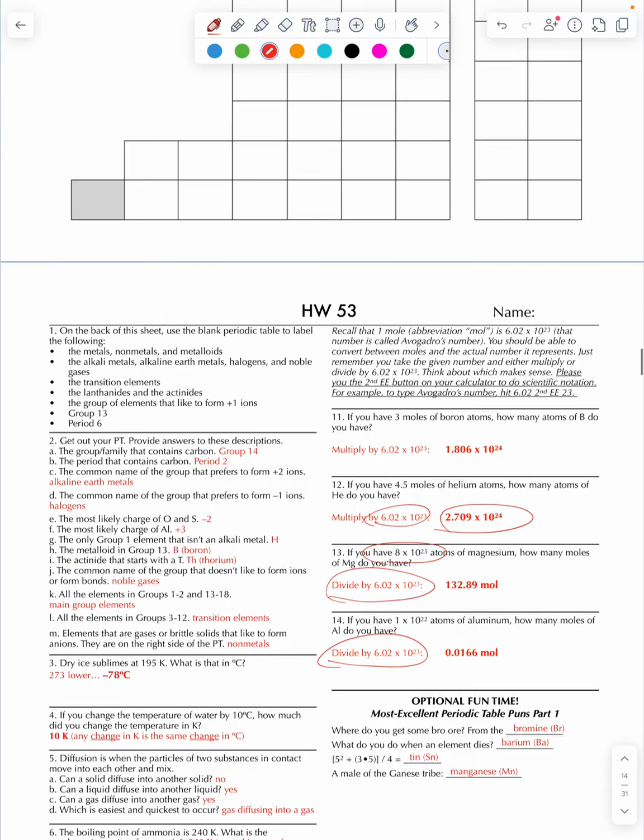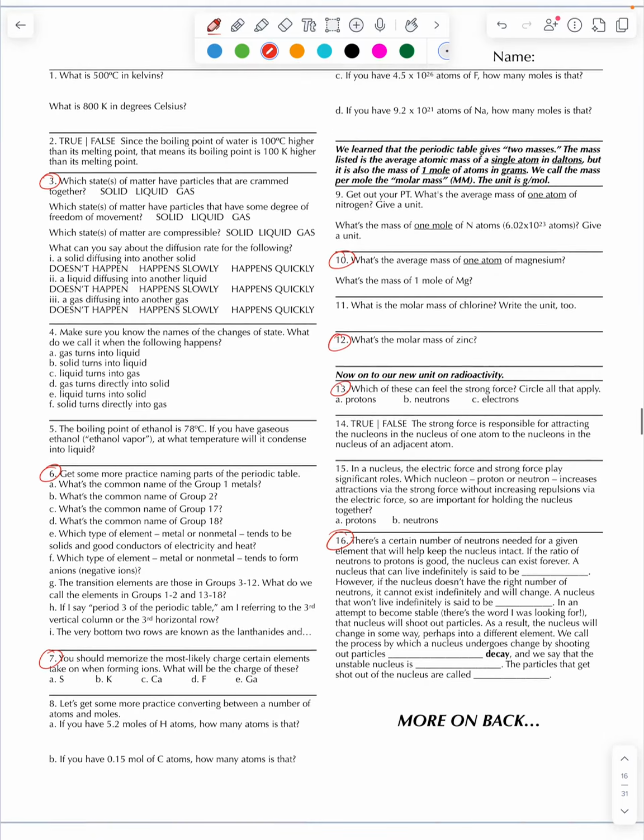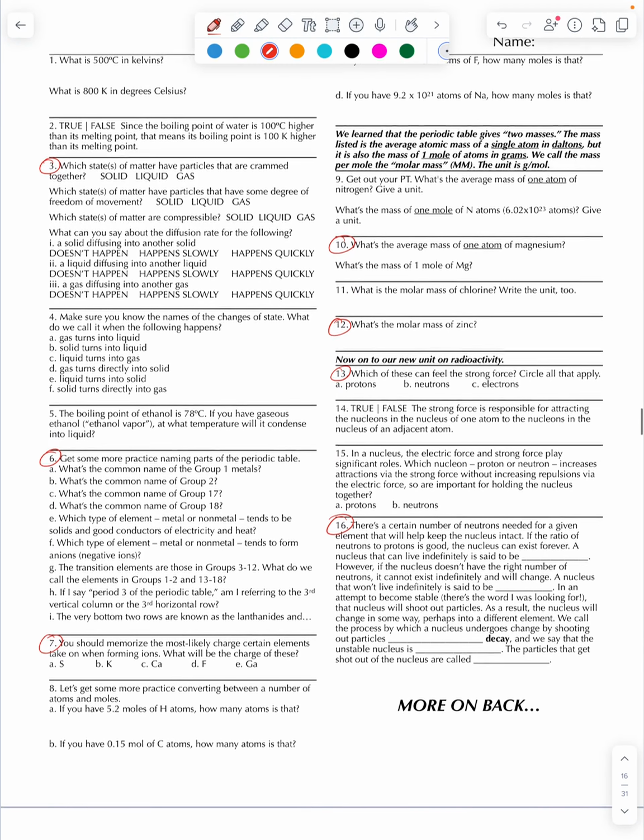But do know how to do those problems, because I'm not positive, but I might have space to do that. More likely, for sure, I'm going to ask you to convert between grams and moles, but if I have space, I could ask you to convert between a number and moles. Okay, let's get to 54.